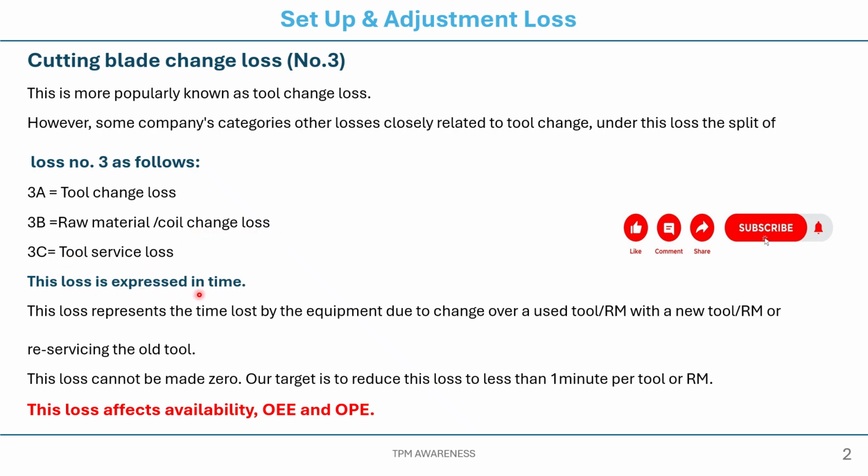This loss is again expressed in time. This loss represents the time lost by the equipment due to changeover of a used tool or raw material with a new tool or raw material, or reservicing the old tool. This loss cannot be made zero. Our target is to reduce this loss to less than 1 minute per tool or RM. This loss affects availability, OEE and OPE.